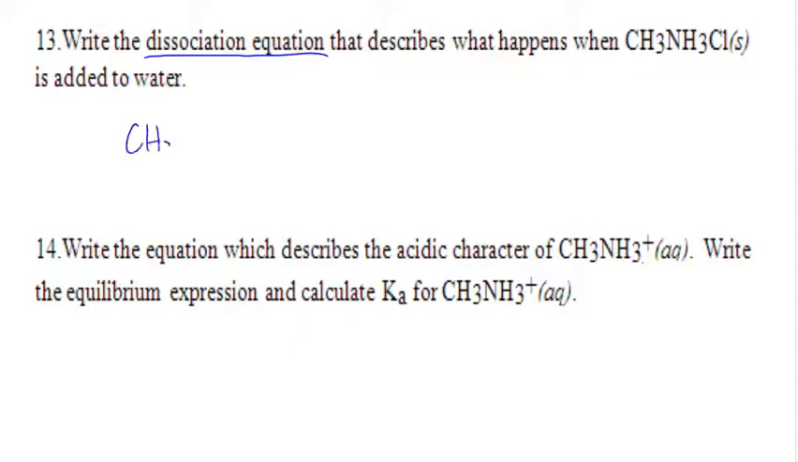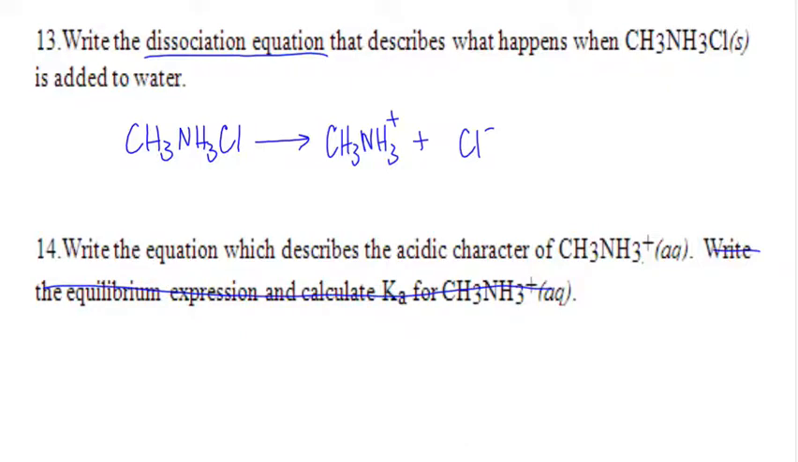So CH3NH3Cl, when that is hitting the water, it dissociates to what? CH3NH3 plus and Cl minus. In dissociation equations, you've got to see the ions. They won't take it without the ions. So now, write the equation which describes the acidic character of the CH3NH3 plus. They're nice here. They're telling you which one came from the weak parent. Go ahead and cross out the equilibrium expression. We're not going to do that just yet.